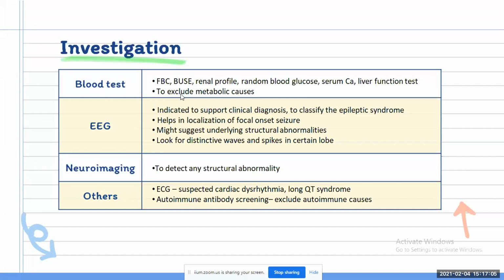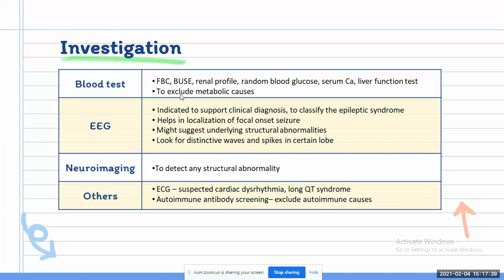Next is the EEG. EEG is important to support the clinical diagnosis or to classify the syndrome or the seizure types, and it can help in localizing the focal onset seizure. That means we can look for any distinctive wave, determine which lobe is affected, or have an idea of the underlying structural abnormalities.